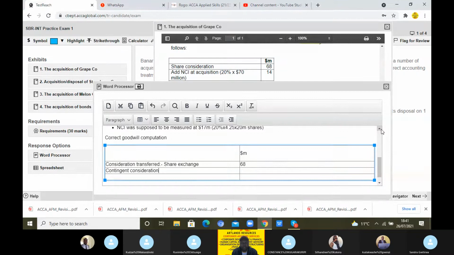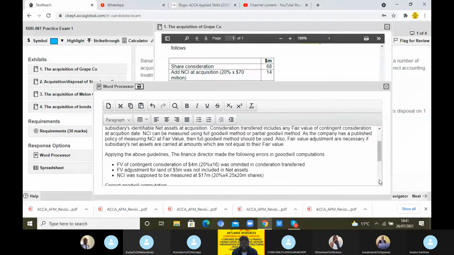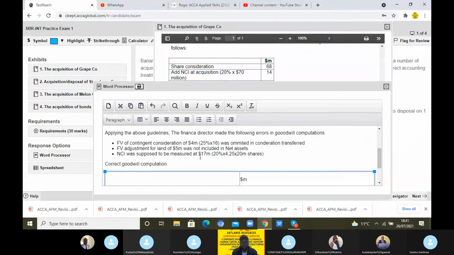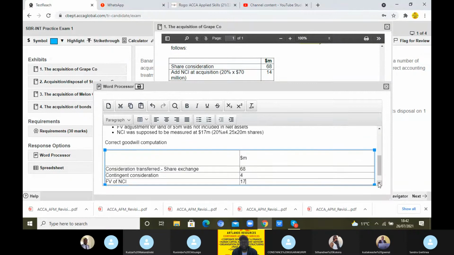I have already worked it out here, 25% of 16. So contingent consideration is 4. And then tab, fair value of NCI. Now, this you now know from your notes, it's 17. I've just calculated the fair value of NCI just now. I'm showing it to you here for expedience purposes.